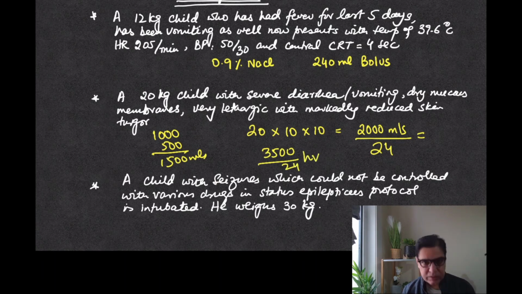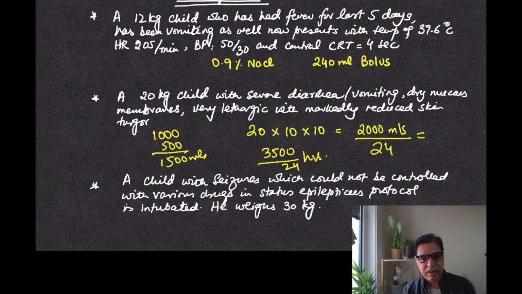Then we come to the third example, a child with seizures who could not be controlled with various drugs and is in status epilepticus. He is now intubated and he's on a mechanical ventilator. He weighs 30 kilograms. So how much fluid does he need? Now this child is intubated. He has got a CNS condition. He needs maintenance fluids. So we have to calculate maintenance fluids, and then two-thirds of the maintenance has to be given, because this is a condition in which there would be some degree of inappropriate antidiuretic hormone.